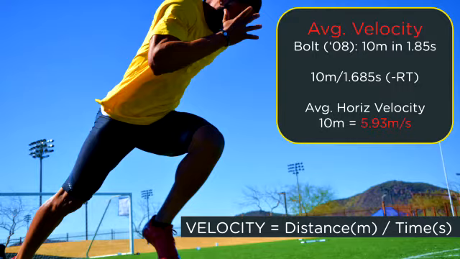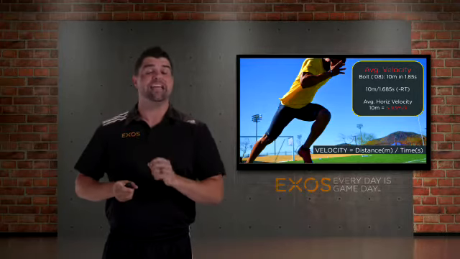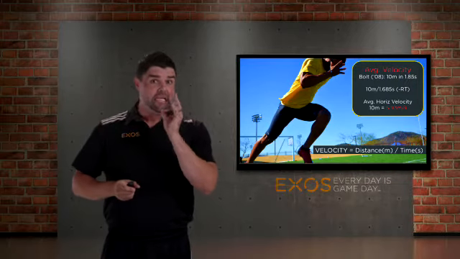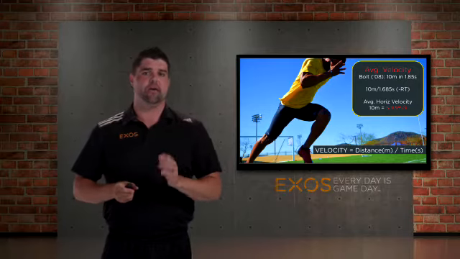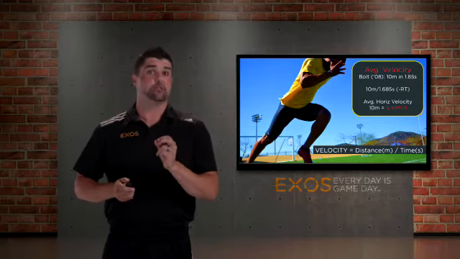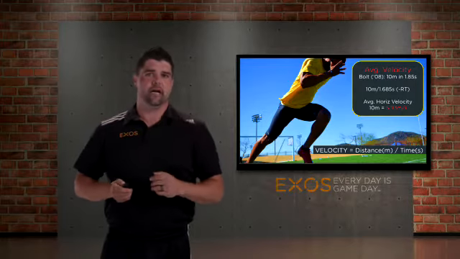Understand, though, that that velocity is average. It's not instantaneous. As we'll soon see, he's going to go a lot faster than 5.93 meters per second by at least his third step. But his average velocity over that 10-meter time period is 5.93 meters per second. Even average velocities are important if we look at distances like 100 meter.